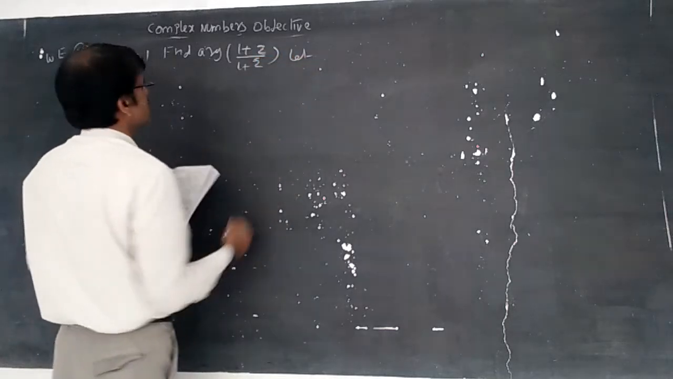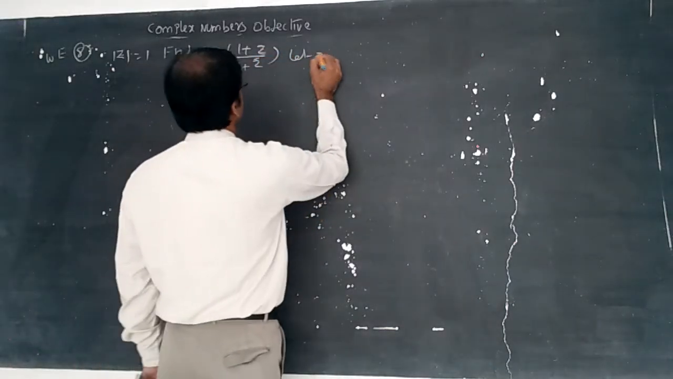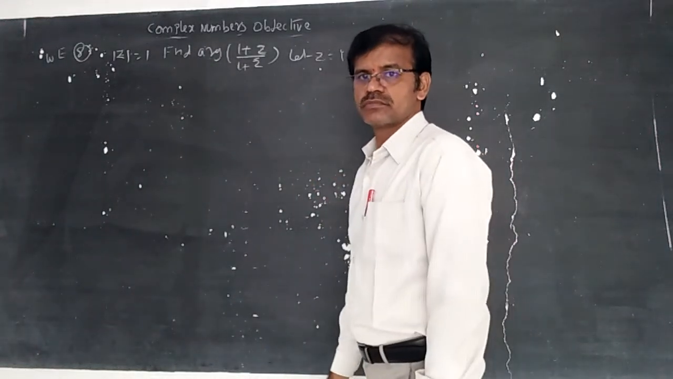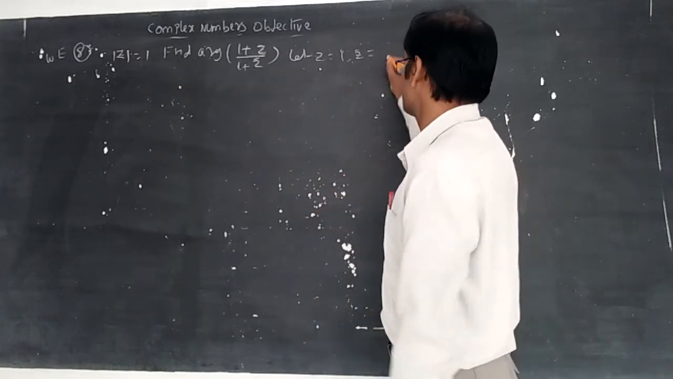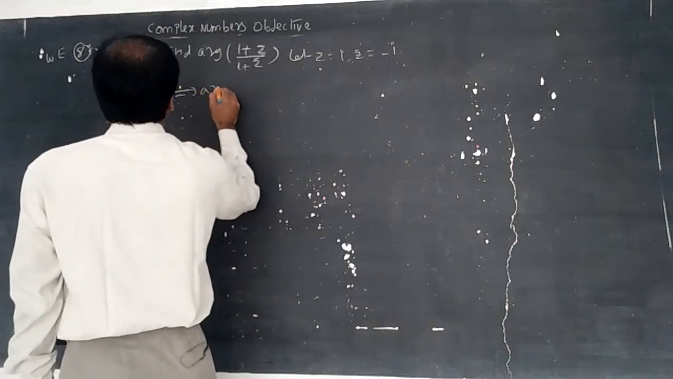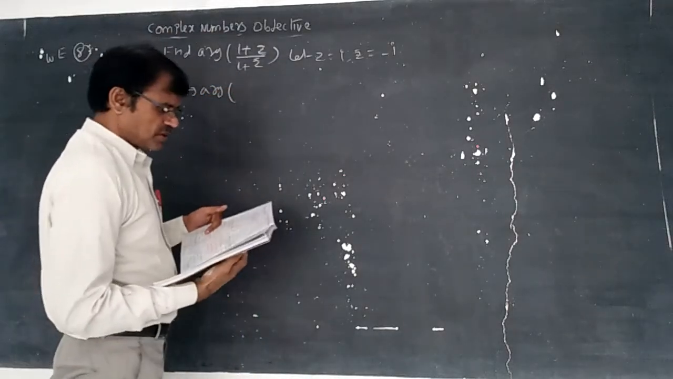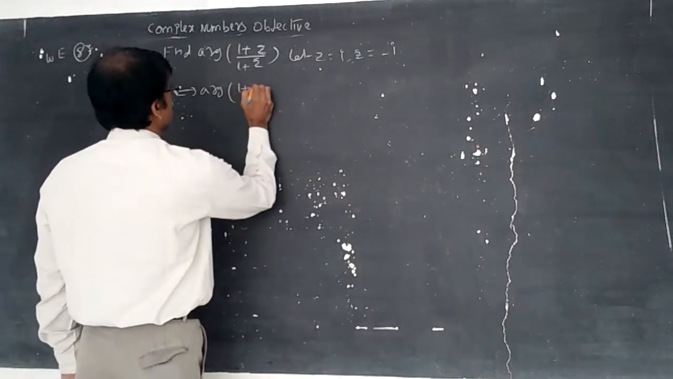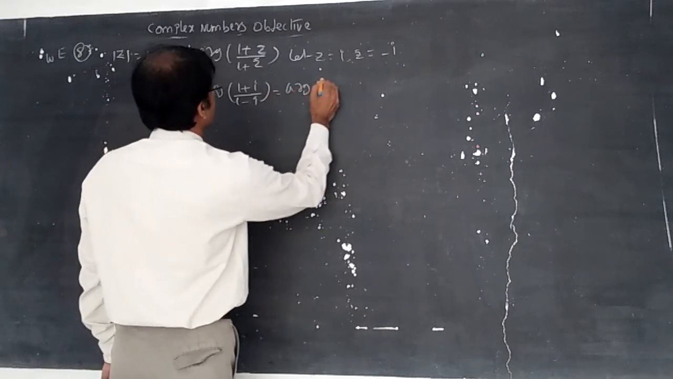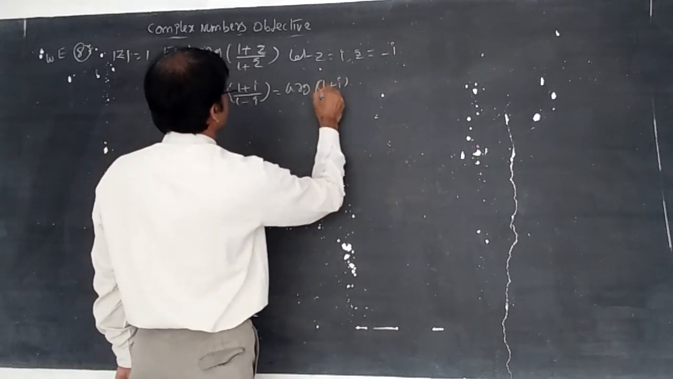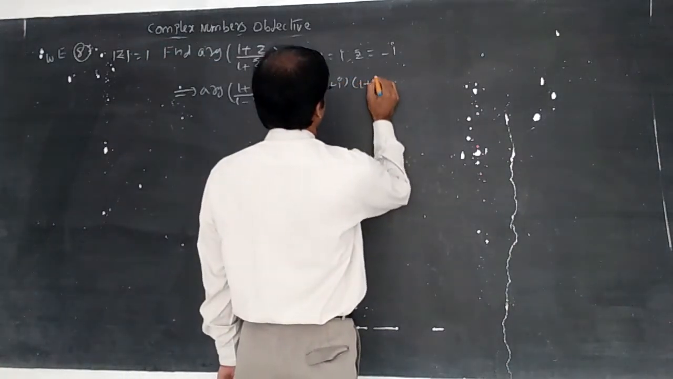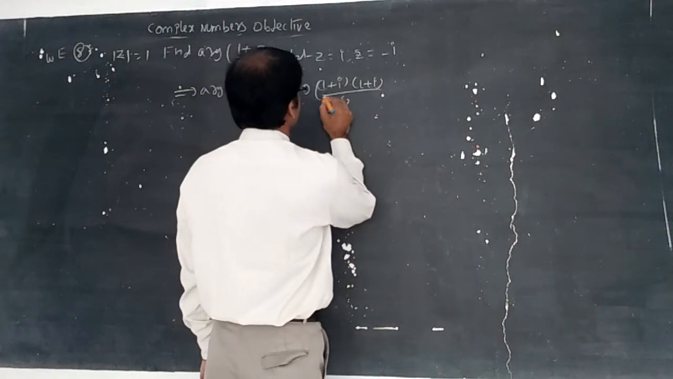So let z is equal to i, meaning 0 plus i. So z bar is equal to 0 minus i, so it is minus i. That implies you calculate the argument of 1 plus i by 1 minus i. Rationalize here: 1 plus i into 1 plus i by 1 minus i into 1 plus i.